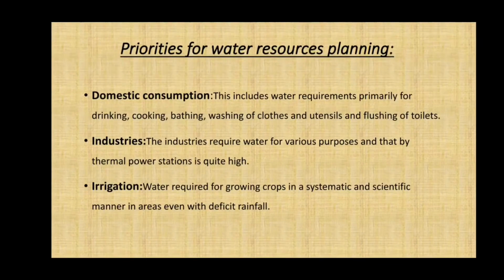Priorities for water resources planning. There are mainly three types of water resources planning: domestic consumption, that is for drinking, cooking, bathing; industrial purpose, that is water used in industries; irrigation, the water which is used in growing crops in a systematic and scientific manner.